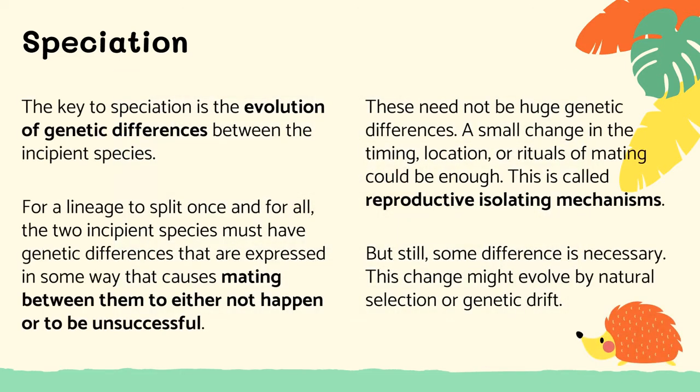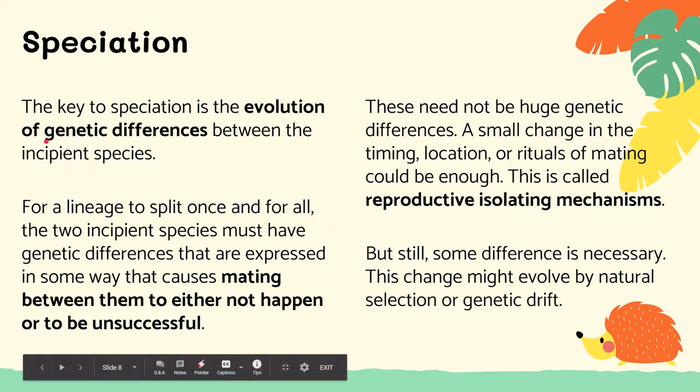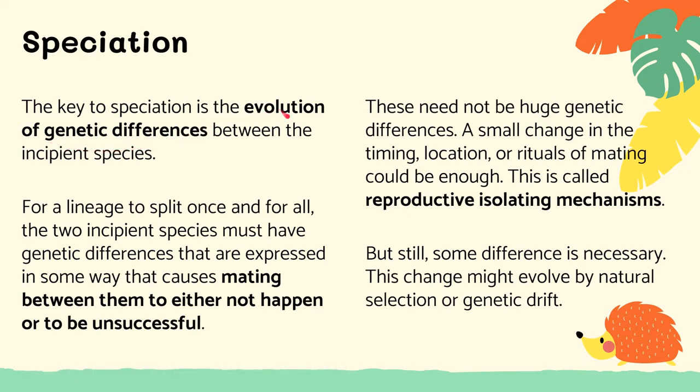Okay, so the key to speciation is the evolution of genetic differences between the incipient or initial species. If you still remember our discussion about natural selection, there will always be variation within a species, within a population. There will always be differences either in traits, phenotypes, or genotypes of organisms in one population. Now, that's a very important requirement because those genetic differences will eventually lead to speciation.